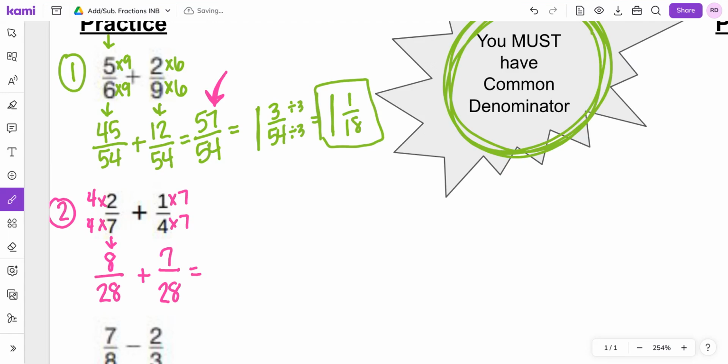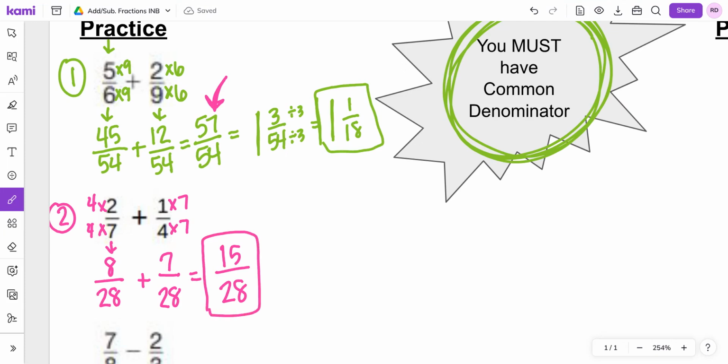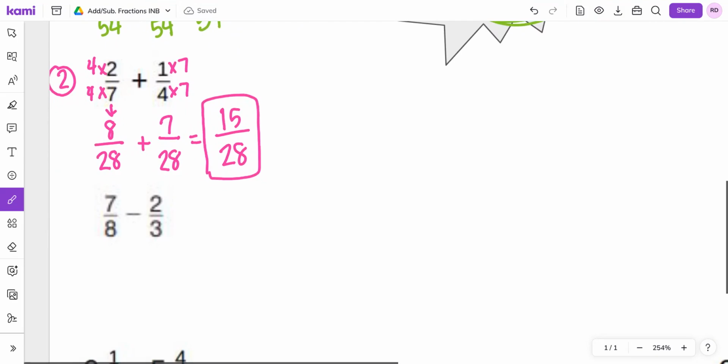And then we're just going to add them up. So when I say just add them up, do I add the numerators? Yes, 8 plus 7 is 15. But do I also add the denominators? No, we keep them the same. From here, we kind of ask ourselves, can we divide 15 and 28 by anything to simplify them? And the answer to that is no. So this problem is completely done.